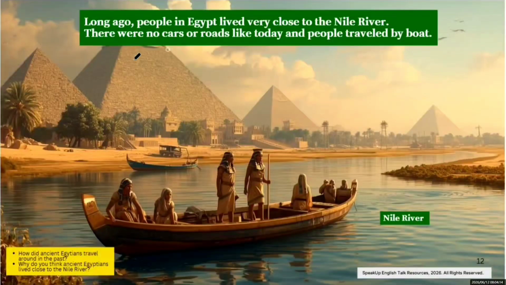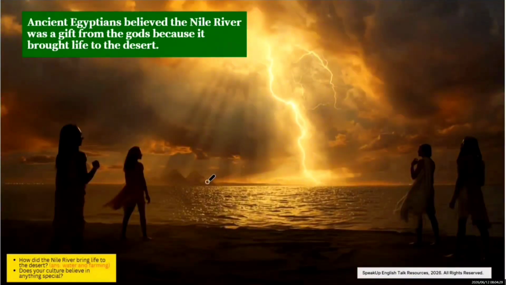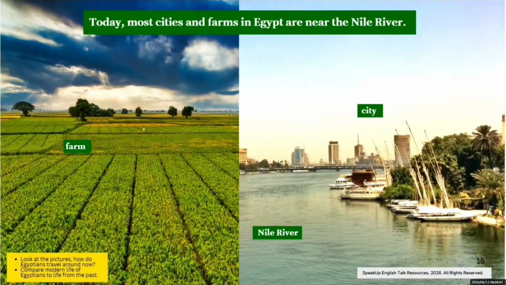And then I talk about how, long ago, ancient Egyptians lived along the Nile River, and because of that they had to travel by boat. And then here, I talked about their ancient beliefs. Egyptians believed that the Nile River was a gift from God. And why? The question is why. And here it tells you because. Get the students to talk to you. And then here, modern day. Modern life. What is it like in the cities of Egypt?